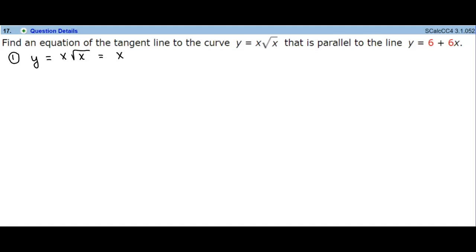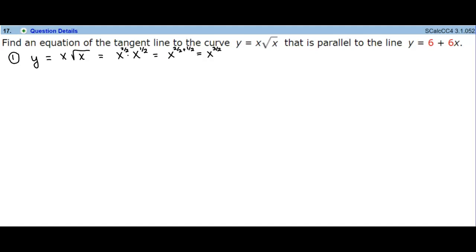This is the same thing as saying x times x to the 1/2. Now remember that this exponent is 1, which is the same thing as 2 over 2. When you multiply the same base, you add your exponents. So therefore, this function is x to the 3 over 2. Okay, so let's rewrite that. So we have x to the 3 over 2.